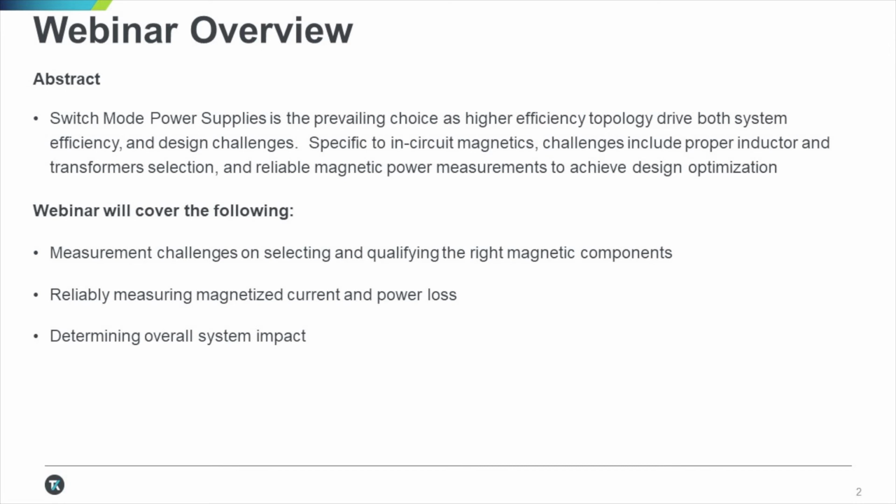The webinar today will cover measurement challenges in selecting and qualifying the right magnetic components, reliably measuring magnetizing current and power loss, and determining overall system impact. We hope that attendees today will come away with a better understanding of how to properly select and qualify their in-circuit magnetic components and reliably measure their magnetic devices in their switch mode power supplies.